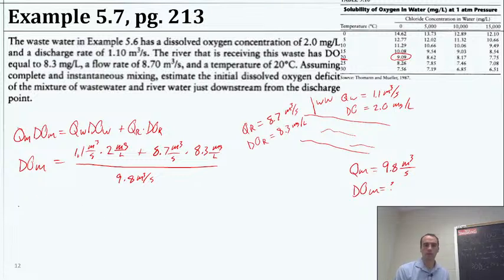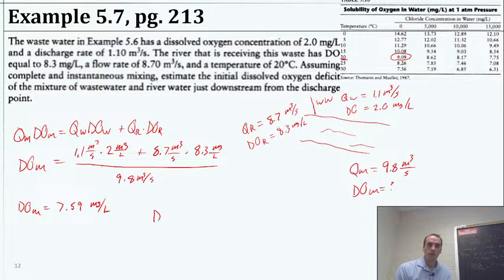Anybody have that solved already? 7.59. Sounds good to me. That is certainly below what the river had and closer to the amount that was in the river than the amount in the wastewater, right? So that seems right to me.